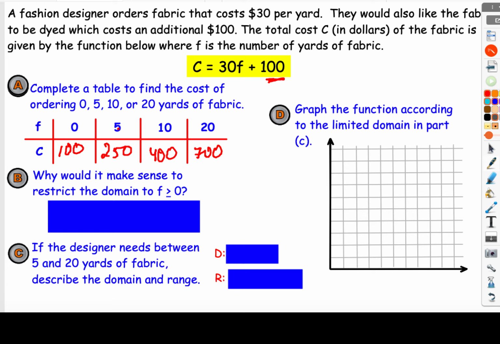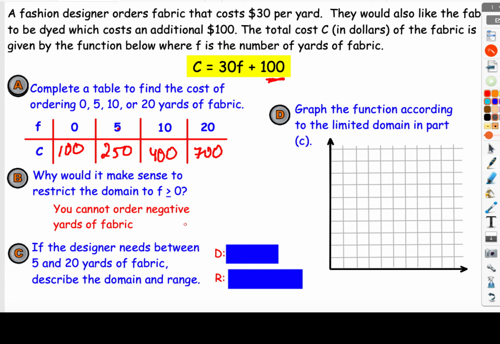Now, why does it make sense that we would restrict our domain? Well, we can't really buy negative amounts of fabric, can we? So you can't really order negative amounts of fabric. So it makes sense that our domain should start off at 0. And notice we're doing 100 up to 700. I'm going to go ahead and make my tick marks into 100.